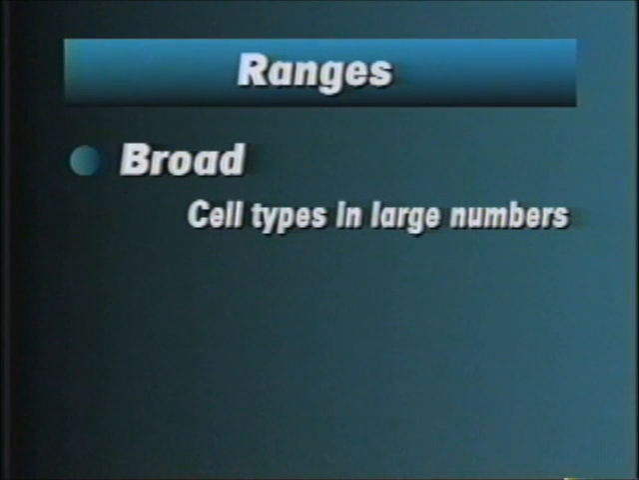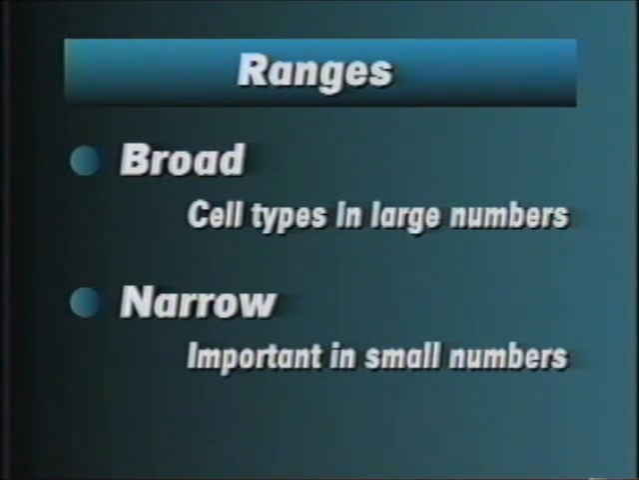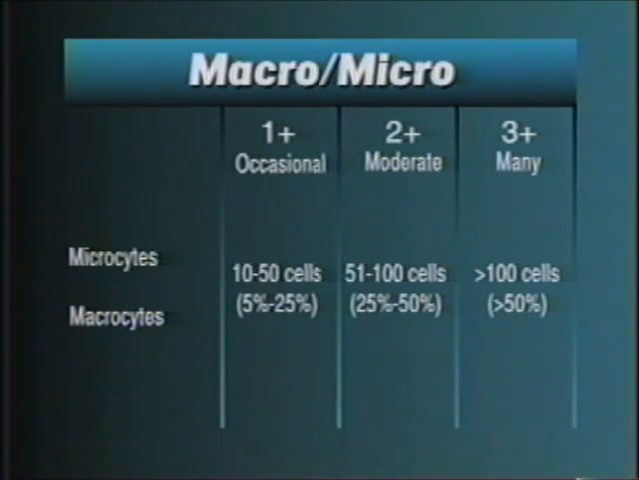Macrocytes and microcytes are graded usually in a fairly broad range. As we go through the different criteria, you'll notice we really only have 2 ranges: a broad range for cell types that need to occur in considerable numbers to be significant, and a much narrower range for those cells which are important even when they occur in very low numbers. Pat and I have fallen into the habit of calling these lumpers and splitters. The lumpers are the things that you need to see quite a few of for it to be important. The splitters are the cell types that are important even though you see very few of them. Macrocytes and microcytes are 2 of the lumpers.